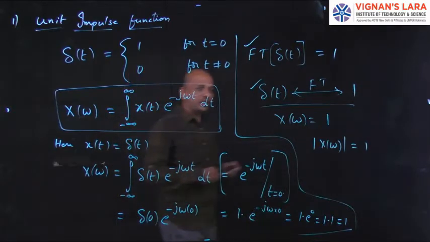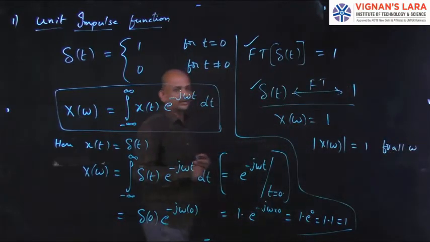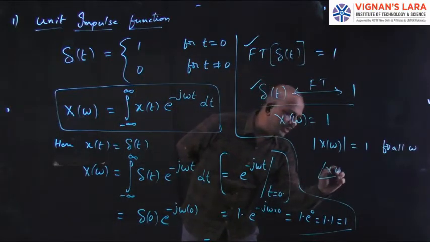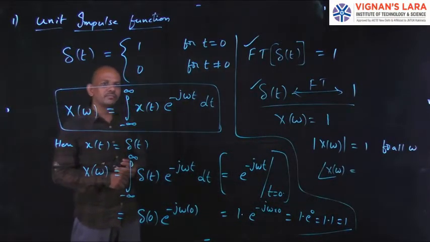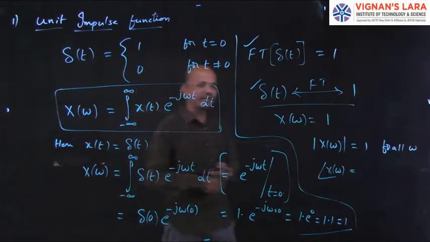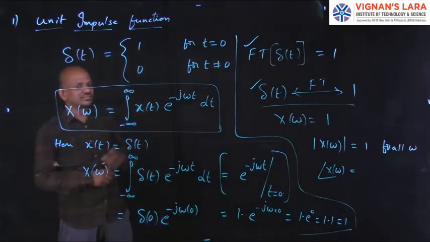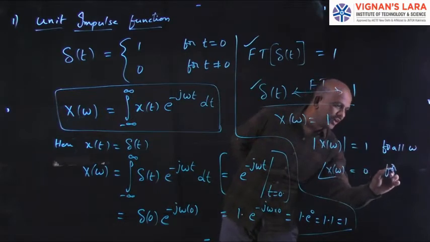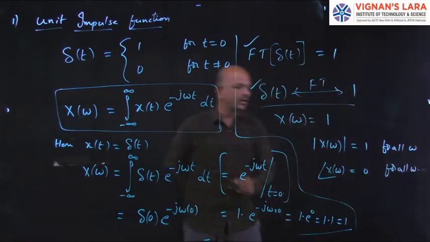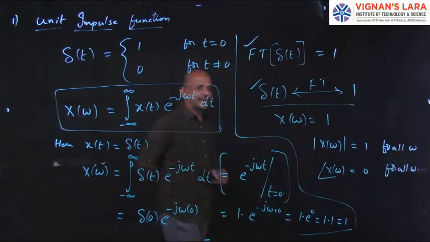For all omega. Okay. In the same way, what is the phase angle of this x of omega? Formula is tan inverse of imaginary by real part. So there is no imaginary, 0. So tan inverse of 0 by 1, that is 0. So tan inverse of 0, simply the answer will be equal to 0 for all omega. So this is the magnitude value, this is the phase value. Now we have to draw the graphs.